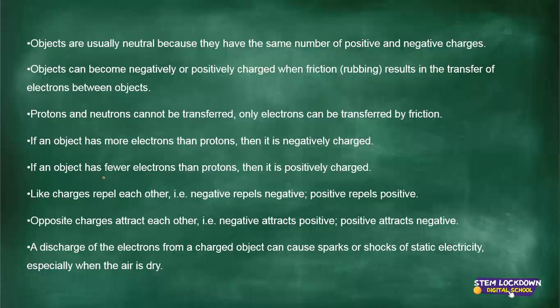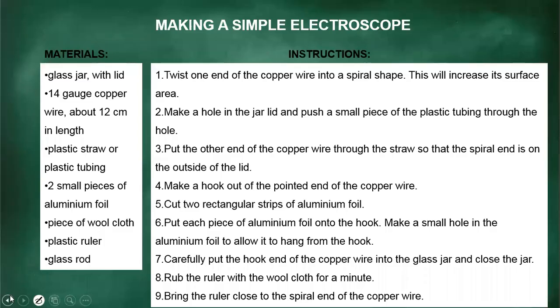I just want to know what are all the materials needed to make the electroscope? Okay, I'm going to go back to the slide. So you basically need a glass jar with a lid. If you finished peanut butter or Nutella, you need your glass jar with your lid.